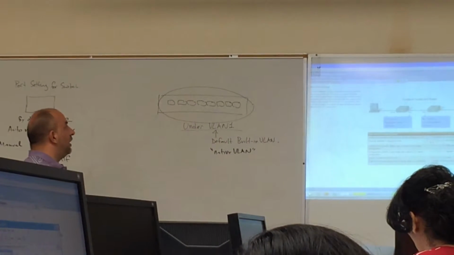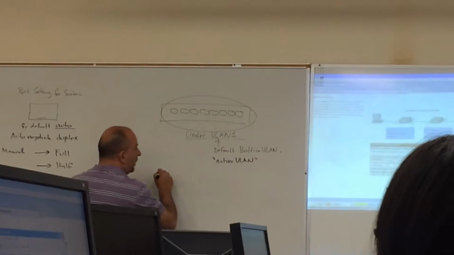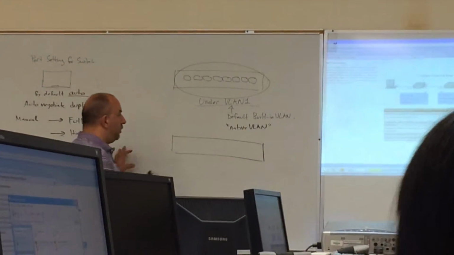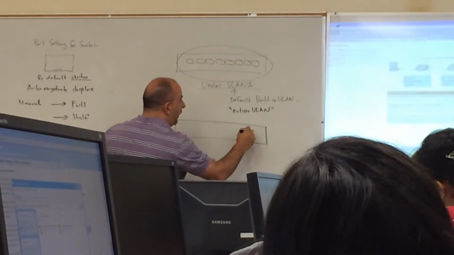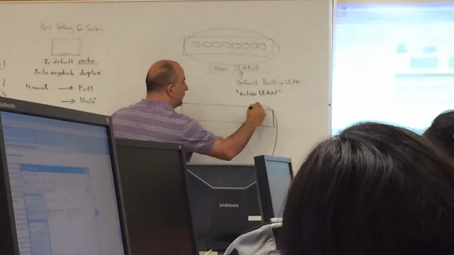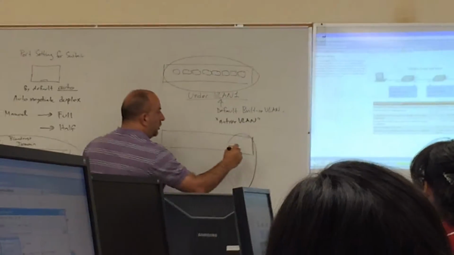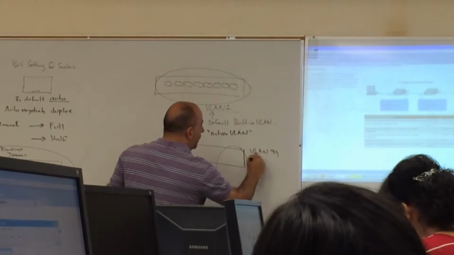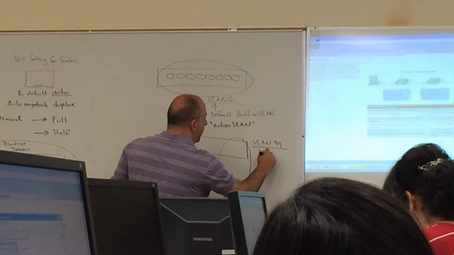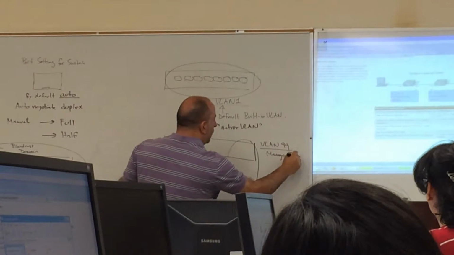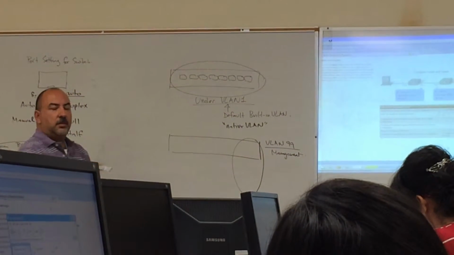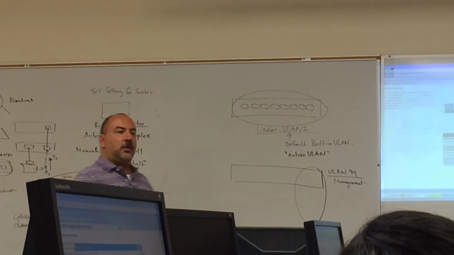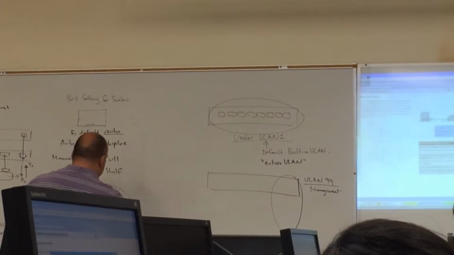So what we did is we took this and we created another VLAN, which we called VLAN 99, and that we called management VLAN. So what is a management VLAN? It's a VLAN that we're going to use to connect to the switches.